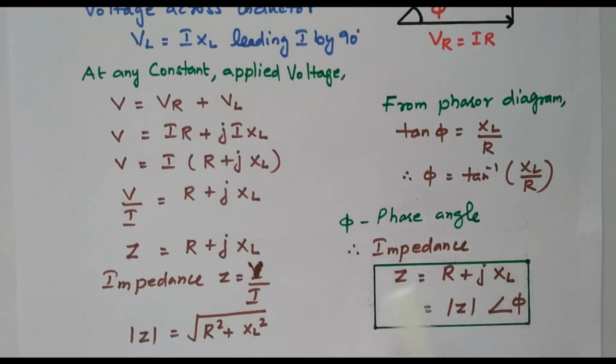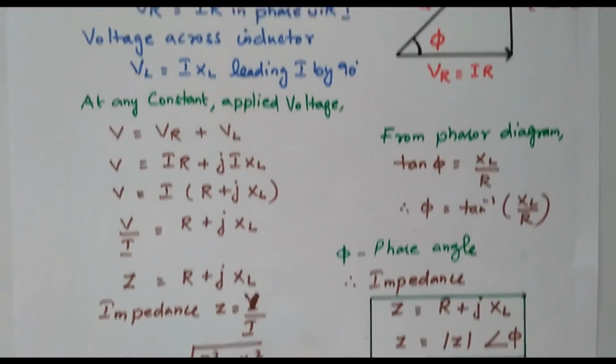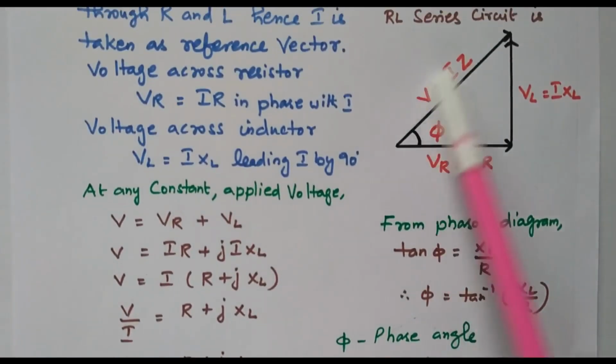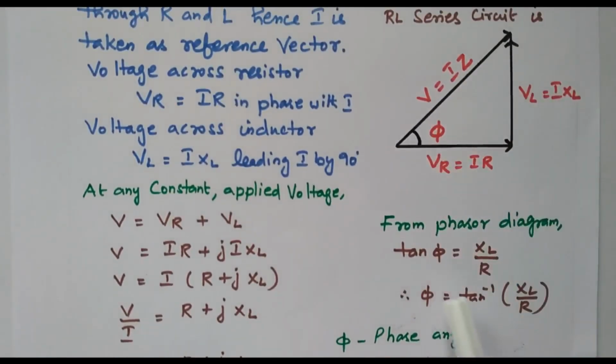There are two forms available, the rectangular form and the polar form. We'll see that. For that we need an angle. From this phasor diagram, we can calculate tan phi. Tan phi equal to opposite side by adjacent side, that is I XL divided by I R. The I's get cancelled, so XL by R. So phi equal to tan inverse XL by R. The angle between the voltage drops across the resistor and inductor is tan inverse XL by R.